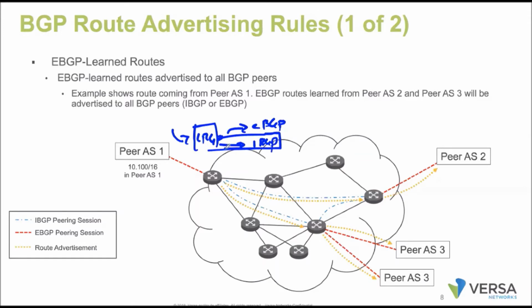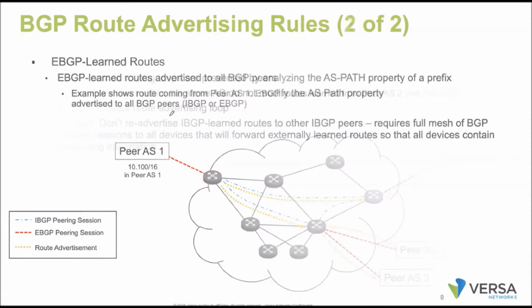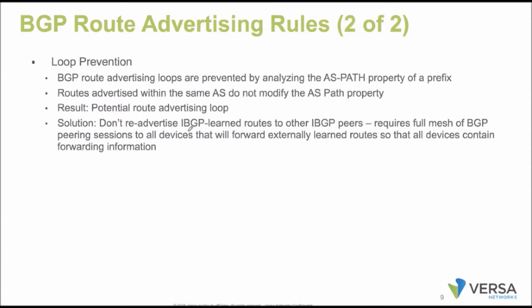The eBGP learned routes will be advertised to all the BGP peers. The moment you receive any route, it is going to be updated to each and every BGP peer, either iBGP or eBGP. When it comes to iBGP to iBGP, no advertisement happens. iBGP learned routes will not be advertised to the iBGP peers.